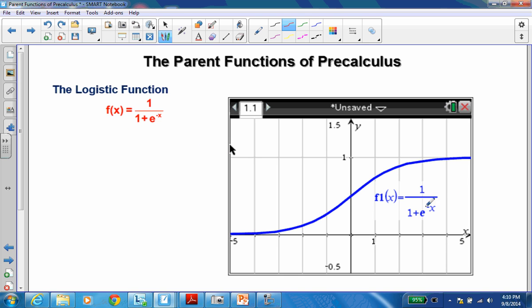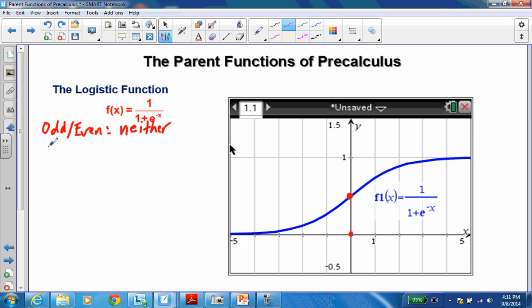Okay, this one here is our logistic function. Is this one odd or even? It's neither. It looks like it might be odd. But the reason it's not odd is because it has rotational symmetry about this 1/2. It doesn't have rotational symmetry about here. It's got to be rotational about the origin.